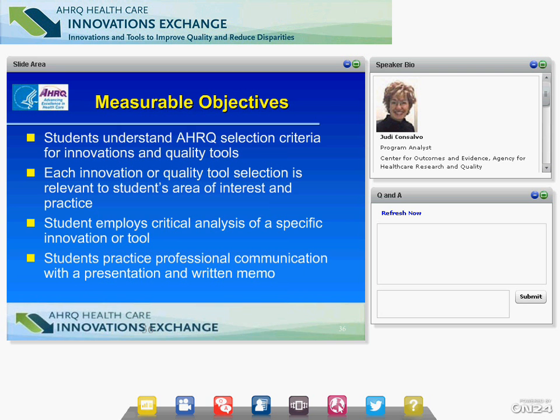Our objectives in grading include understanding the selection criteria that AHRQ uses, that the students have selected an innovation or quality tool that's relevant, that the student uses critical analysis of specific innovations or tools. We work very hard on both the speaking critically, oral communication as well as the written, and that they're practicing it. And as I mentioned before, that is very important for students when they're graduating. Next slide.